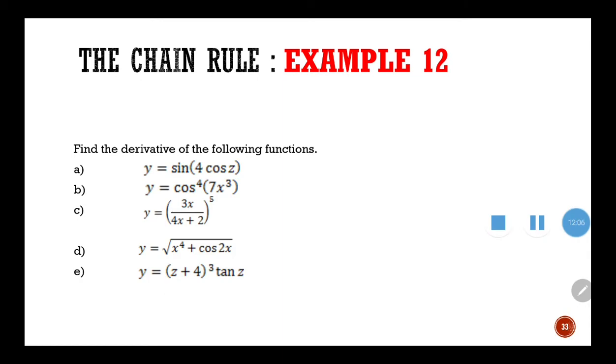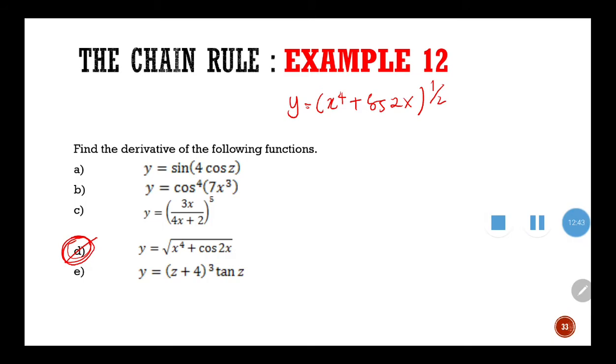Kalau you tengok example D ni, y equals to punca kuasa. Maksudnya everything here, x power of 4 cos 2x, everything power of half. So basically sama je nak solve for D ni. So power rule, bring down and whatever inside to differentiate. Okay, then there are things inside, maybe you need a chain rule juga. So for D I leave it to you to solve.